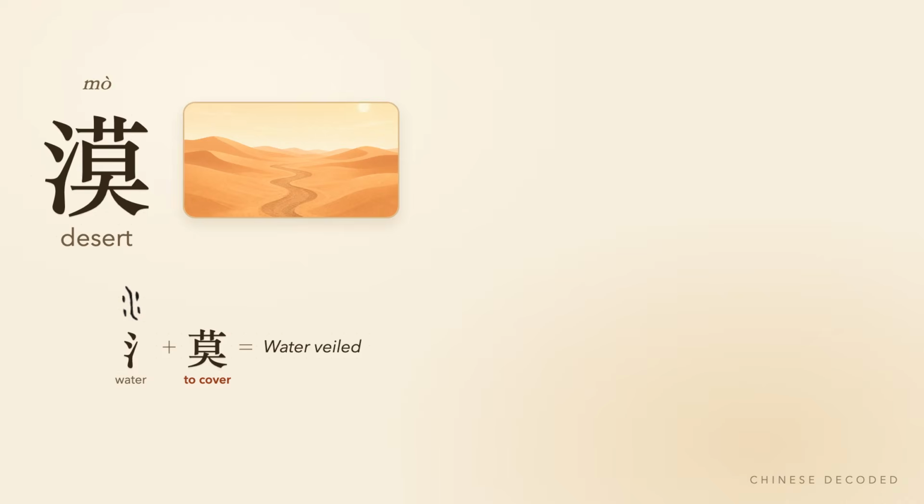Last in this segment, mo, the character for desert. We already derived this one in the introduction. The composition is water plus to cover, water veiled, which is a desert. Let's look at a few compound words that use mo. 沙漠 is the modern way of saying desert. It literally says sand desert.